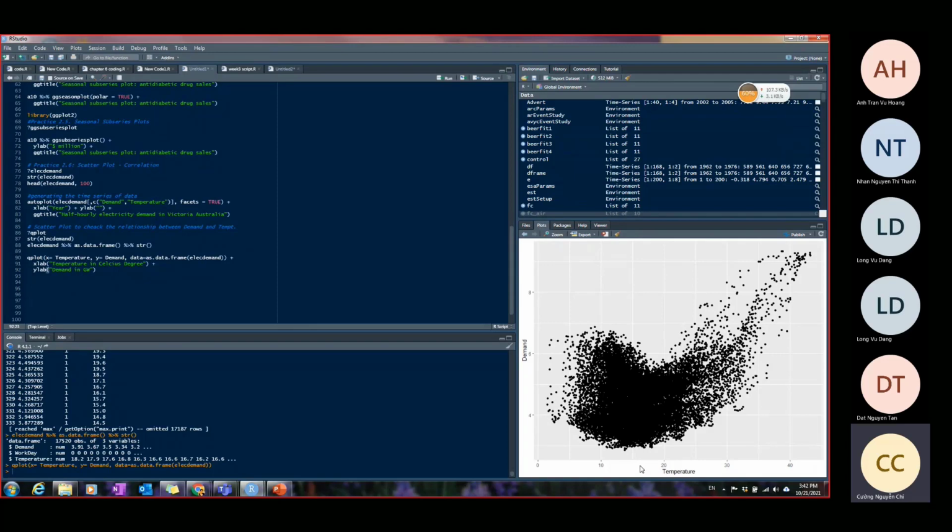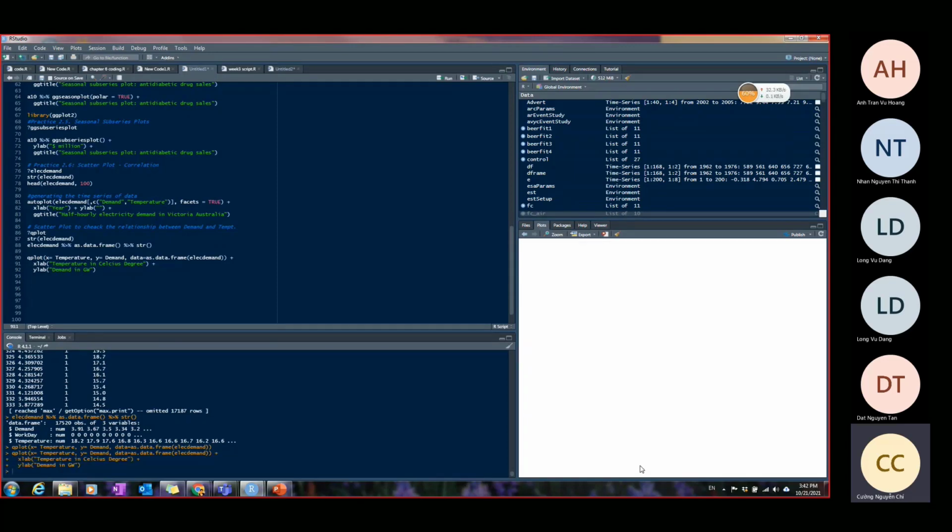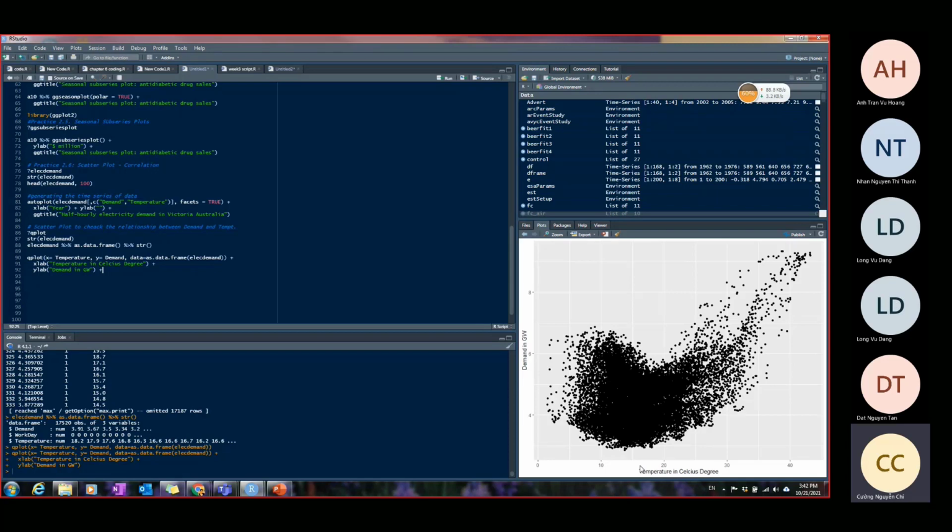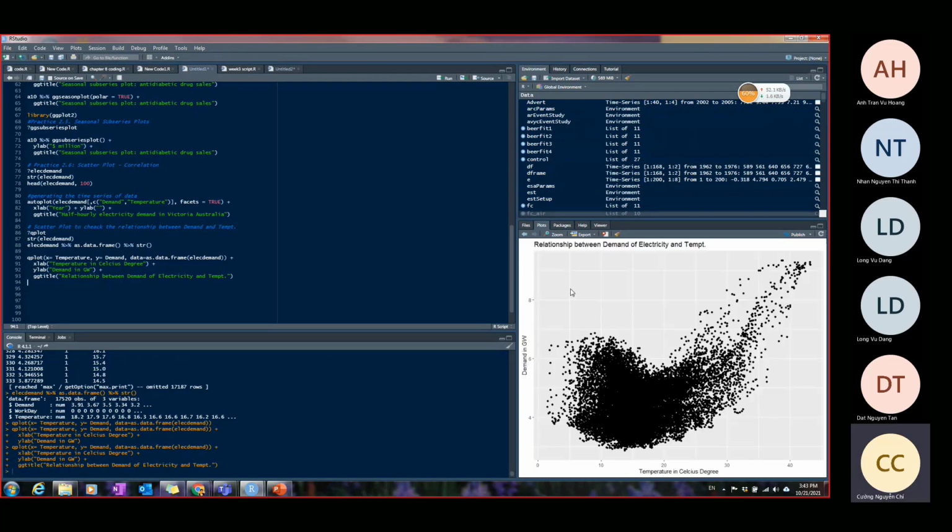Okay, and that could be it. If I want to add a title, I can say this could be the relationship between demand of electricity and temperature. It generates the same graph, but just with the titles. You guys might be very clear about this one.